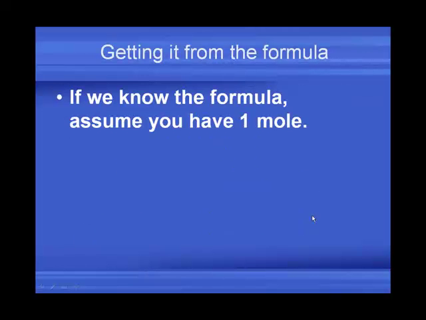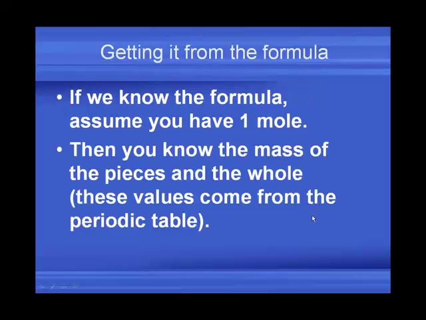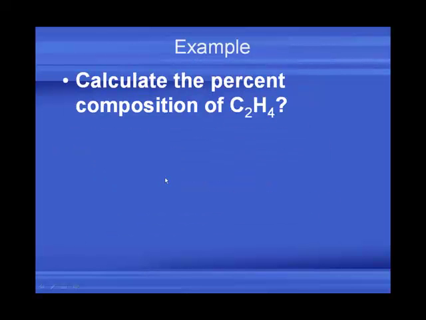We can also get it from the formula. You assume you have 1 mole of the substance, and if you assume you have 1 mole, then you know the mass of the pieces and the whole, and you use the values from the periodic table. Calculate the percent composition of C2H4. We take the masses off the periodic table. You've got 2 carbons, and carbon has a mass of 12.01, so that's 24.02. We've got 4 hydrogen. Hydrogen has a mass of 1.01 for a total of 4.04. Add them up. Our whole mass is 28.06.